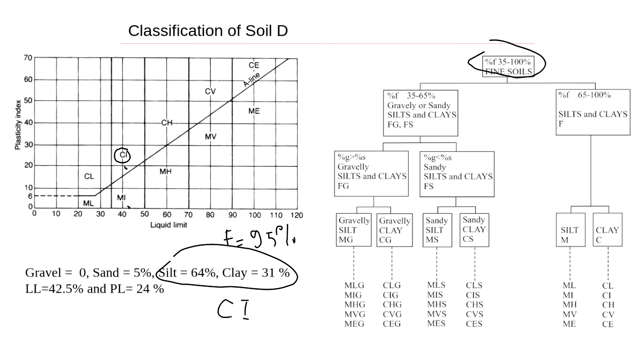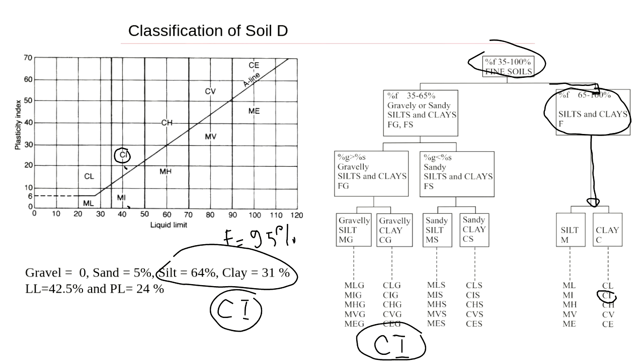So 95 goes all the way here, and then we're going down. Again, we don't look at what we have more of in terms of percentage, silt or clay. We just look at the plasticity and we know it's CI. And we look for CI. CI is here. There's only one CI available, so the answer will be CI. So that's the final answer for how to classify soil D.